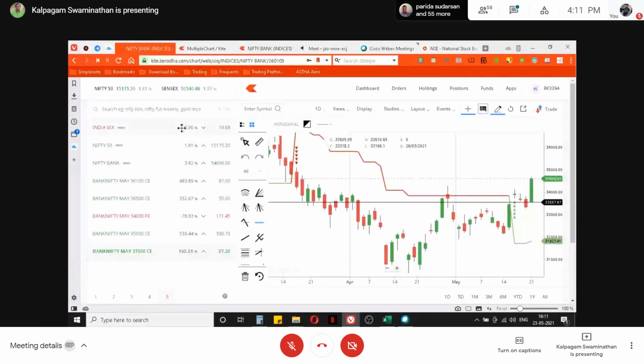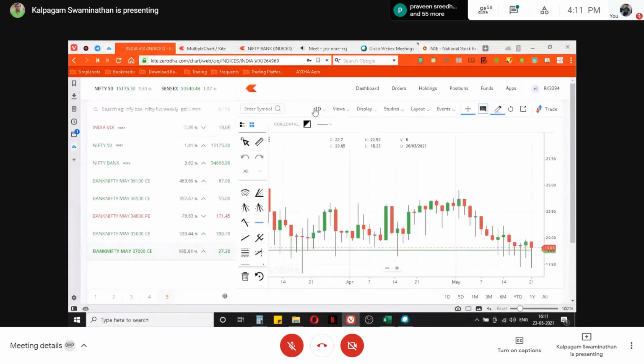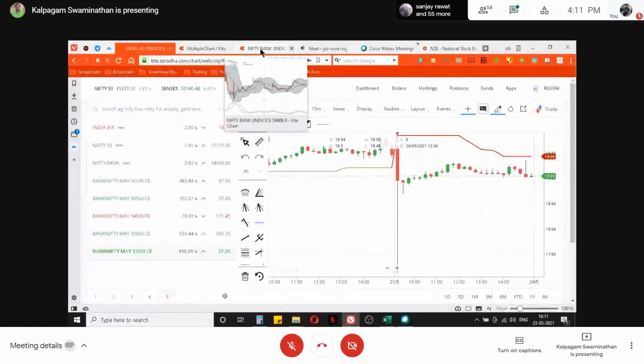Okay, now we are talking about the VIX. VIX is below the super trend. Right. Monday also, if it is going to be below the super trend, you will have one more upward day only. But we can never say anything about the market. Market can do anything.